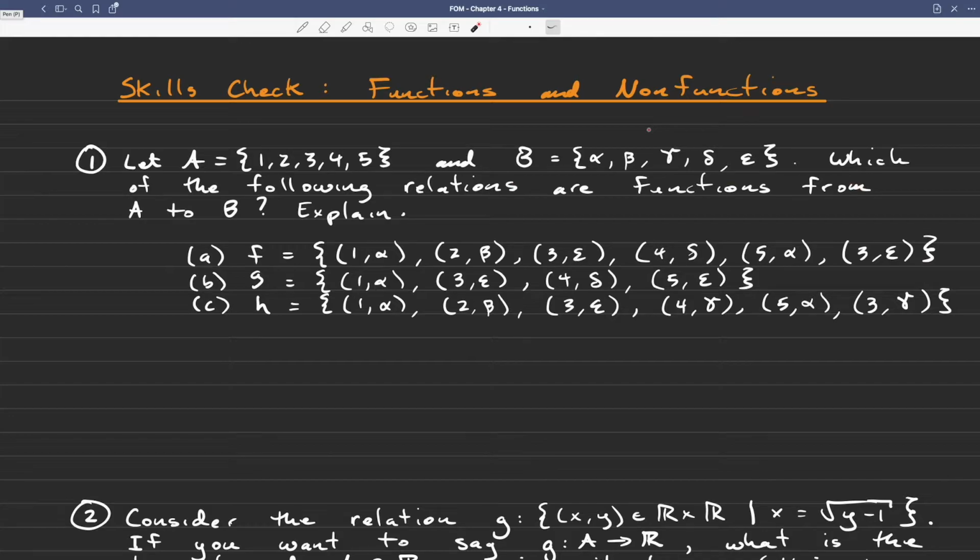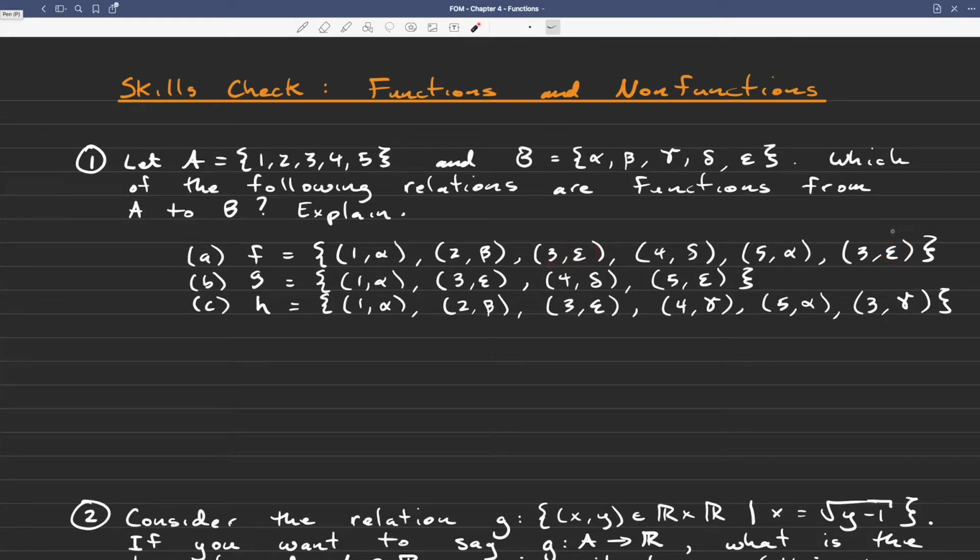And lastly, I have to check, does f have the function property? So the function property means you never see the same first component repeated, or if it is repeated, it's paired with the same element both times. So do I have any repeated first elements? Well, I see 1, 2, 3, 4, 5, and then 3 again. So 3 is repeated here and here. But notice that the element that 3 is paired with is epsilon both times.